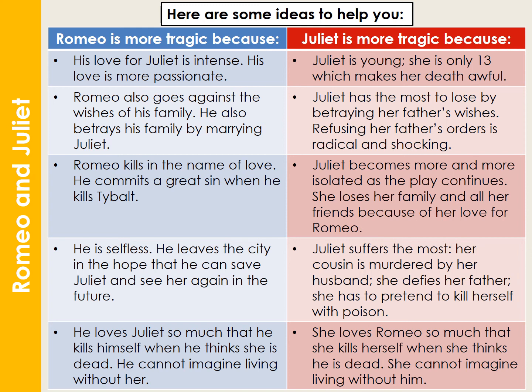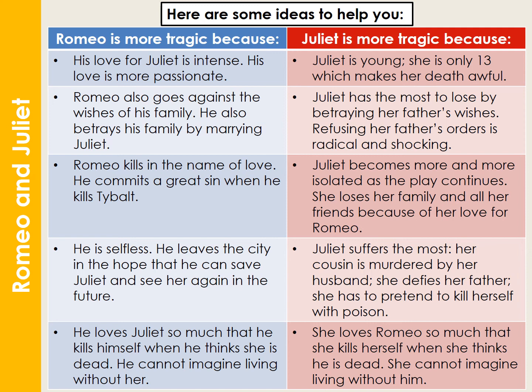Romeo kills in the name of love. He commits a great sin when he kills Tybalt. He's selfless. He leaves the city in the hope that he can save Juliet and see her again in the future. And finally, he loves Juliet so much that he kills himself when he thinks she's dead because he cannot imagine living without her.